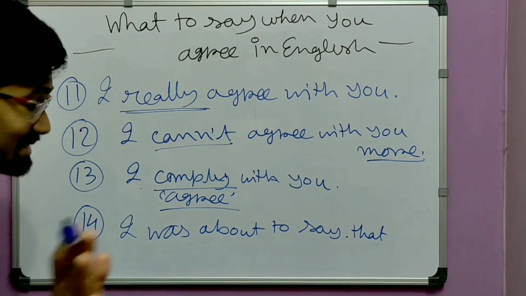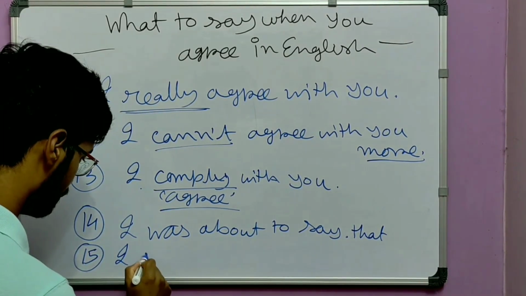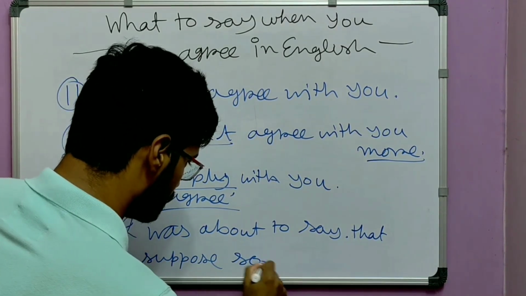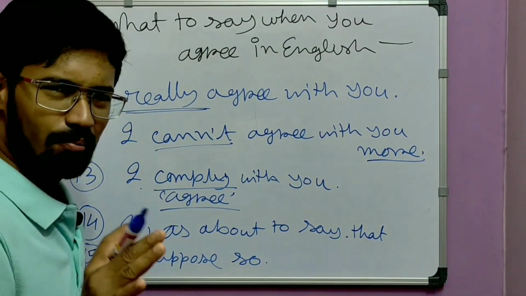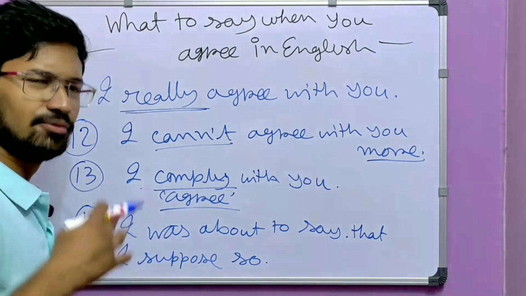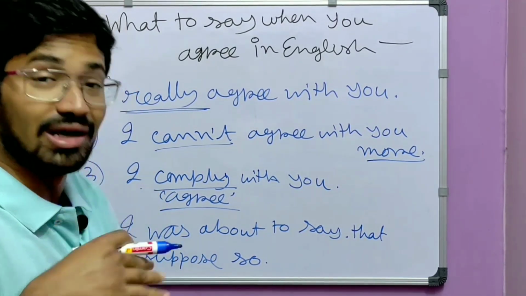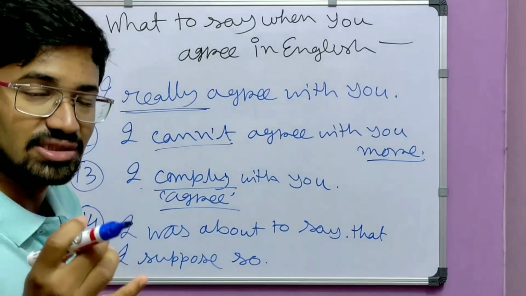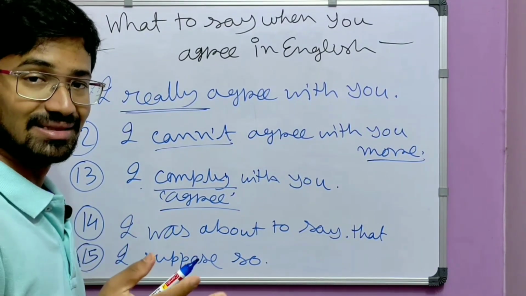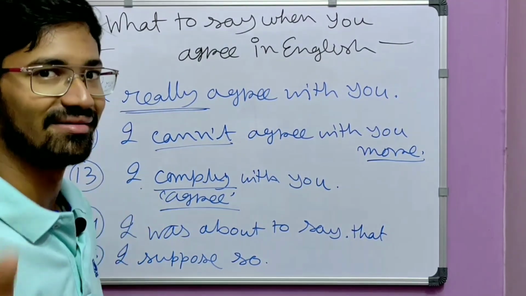And last but not the least, number 15. I suppose so. That means you agree partially, a little low, but you agree. I suppose so means you agree partially, not 100% but with 60% or 70%. When you have doubt about something, you can say I suppose so. That means you partially agree, not fully.